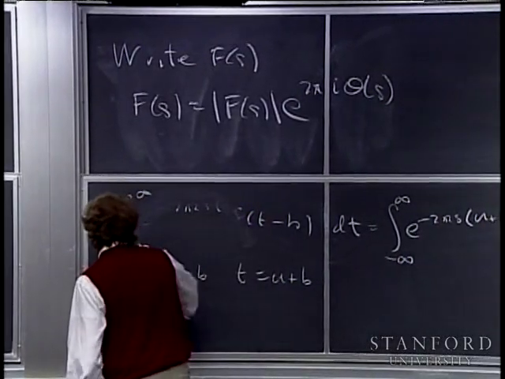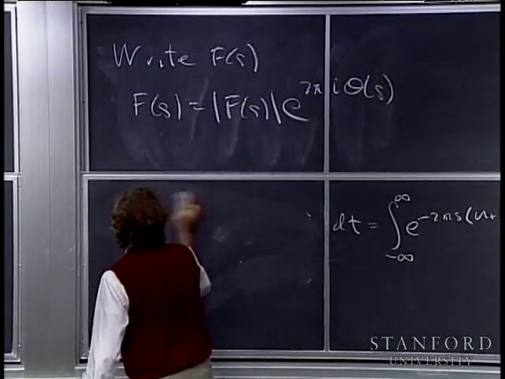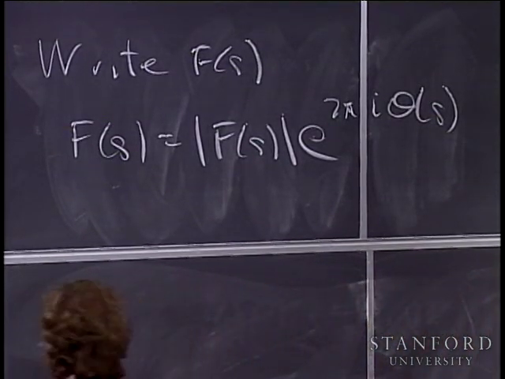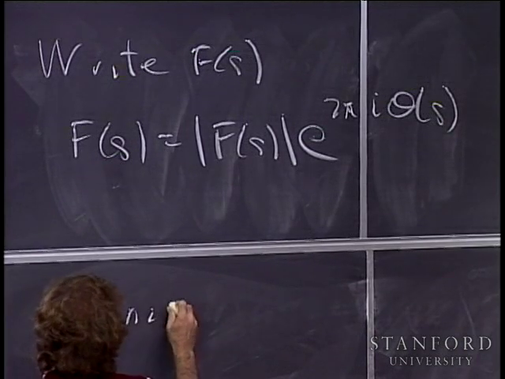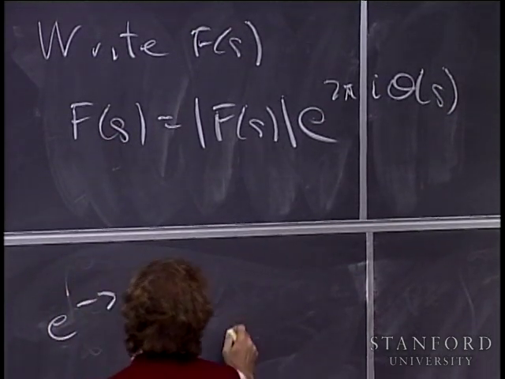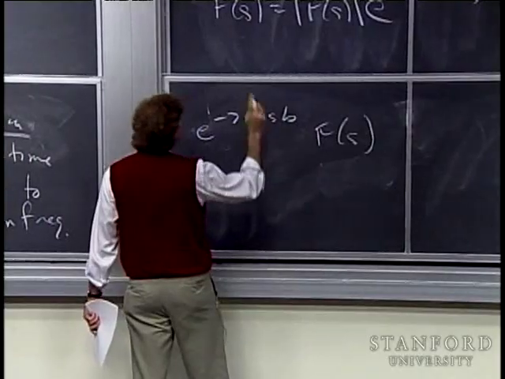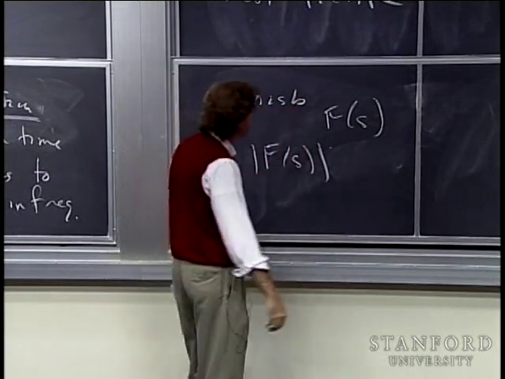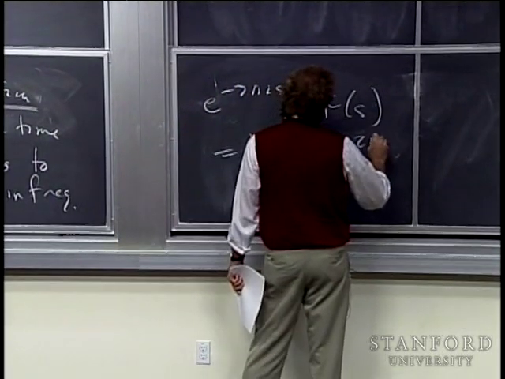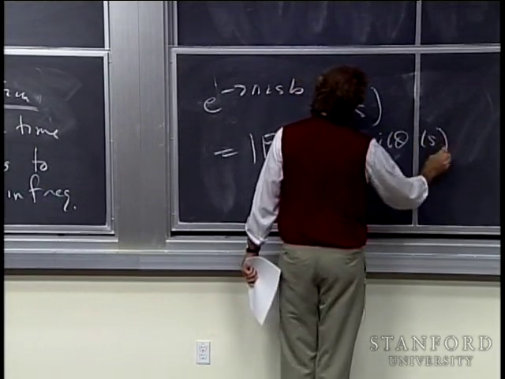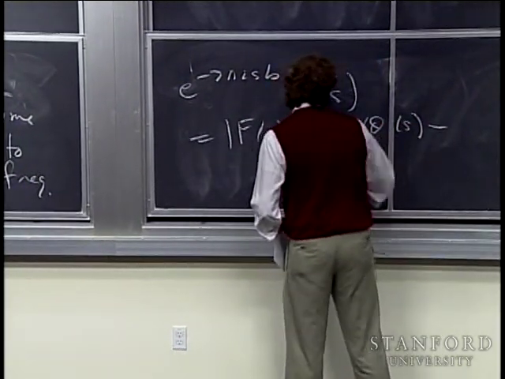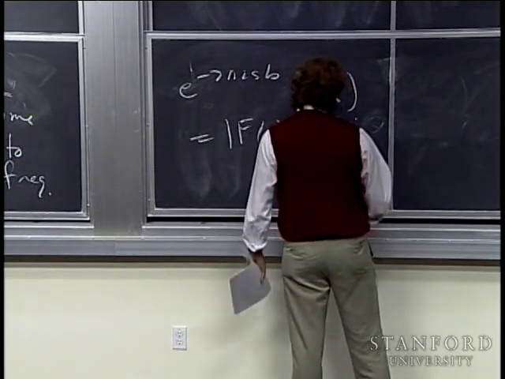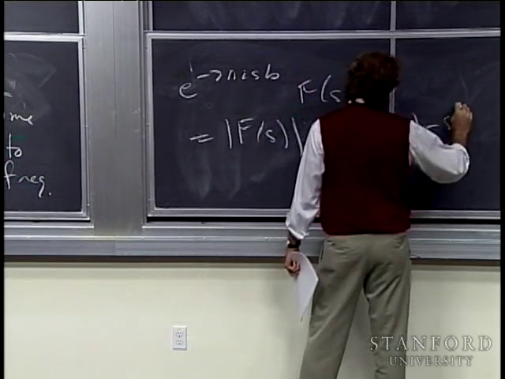This is not a hard thing, but it's a thing you have to keep in your head, not only the formula, but the interpretation of the formula. So e to the minus 2 pi i s b times the Fourier transform of s: the magnitude stays the same, and it's this complex exponential times that complex exponential. So that's e to the 2 pi i theta of s minus s b. Okay?